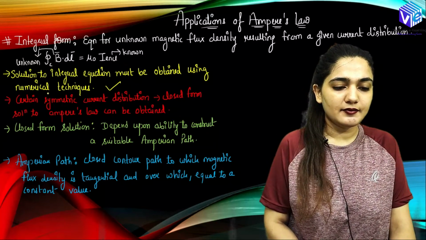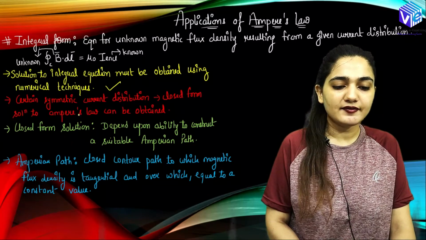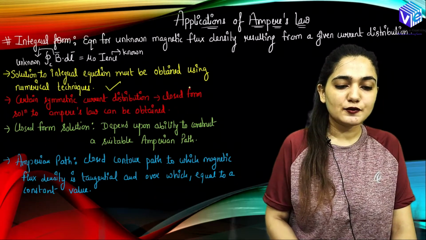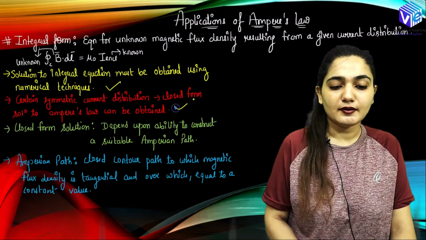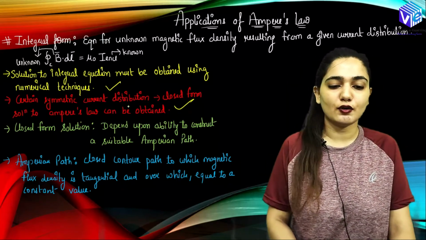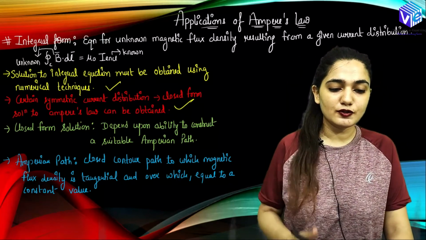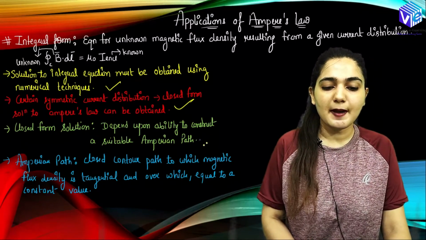After that, we will be considering some symmetric current distribution, and when we have a symmetric current distribution, it is going to give me the closed form solution to Ampere's law. And if I do not have a symmetric current distribution, then I cannot find the closed form solution. So the closed form solution is dependent upon the ability to construct a suitable Amperian path.